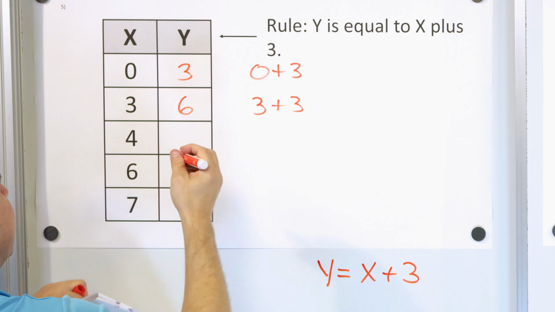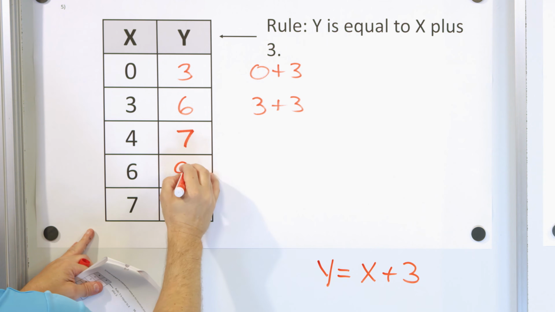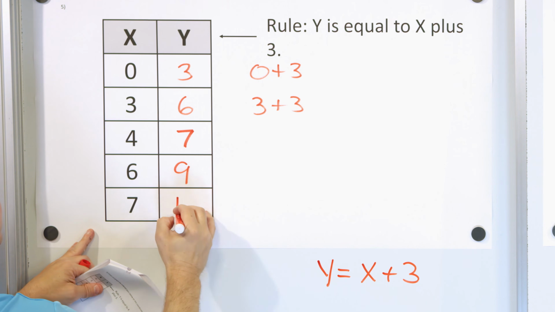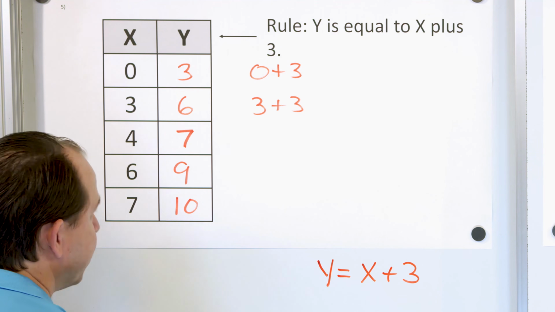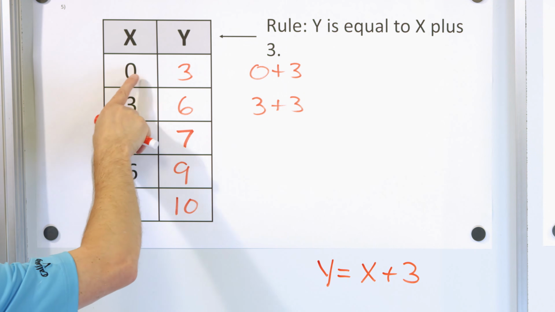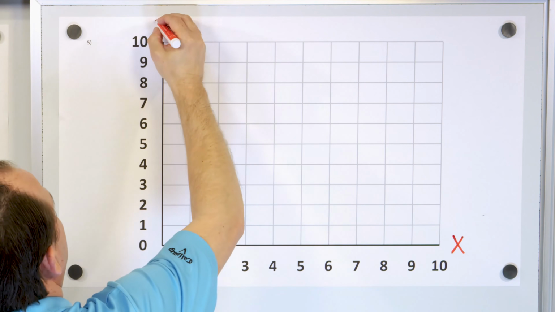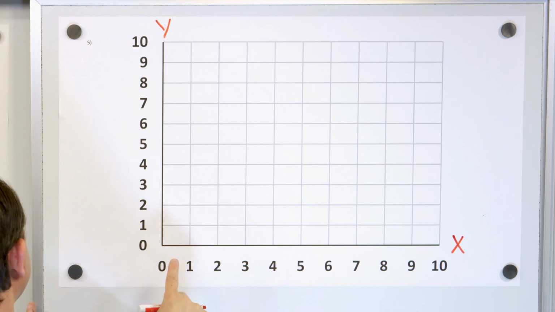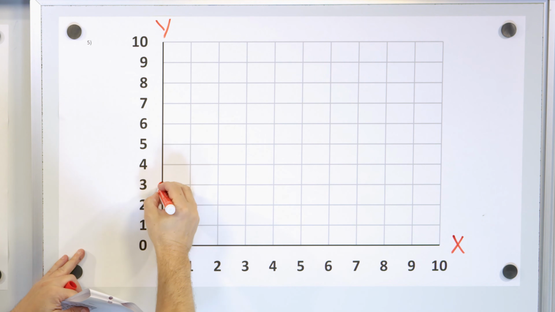4 plus 3 is what? 7. 6 plus 3 is what? 9. And 7 plus 3 is what? 10. All right, so now we have the points. We can plot them on the graph. 0, 3. X is 0, y is 3. Again, the x direction is this way, and the y direction is this way. X is 0. That means I don't go at all this way, but y is 3. That means I go up 3.